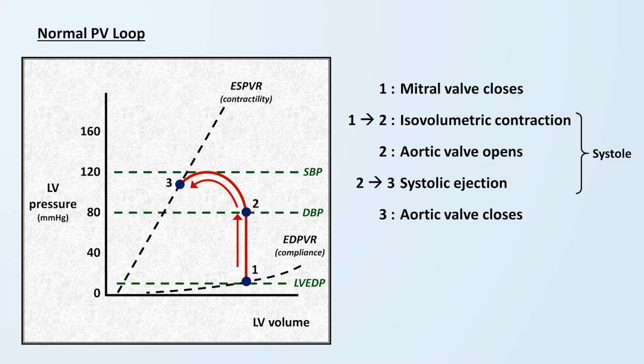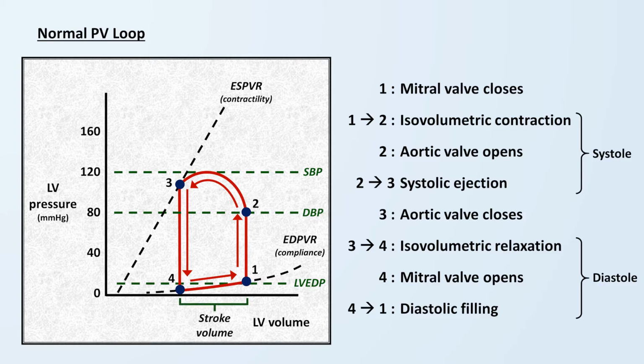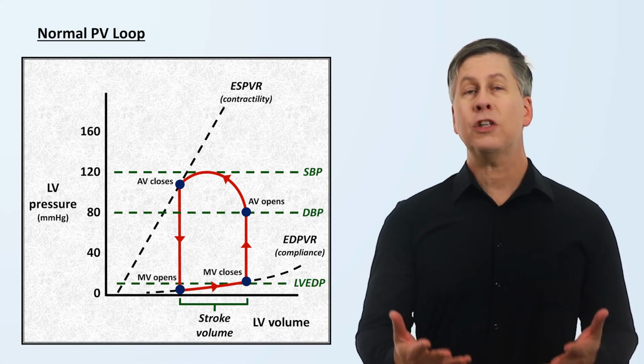At this point in the cardiac cycle, the heart undergoes isovolumetric relaxation, moving to point 4 on the PV loop, which corresponds to the moment that the mitral valve opens. And then with diastolic filling, the heart moves up the ED-PVR curve back to 1. The difference in volume between 2 and 3 is necessarily equal to that between 4 and 1, and is equal to the stroke volume of the heart, that is, the volume of blood ejected from the LV with each heartbeat. And that's the PV loop.